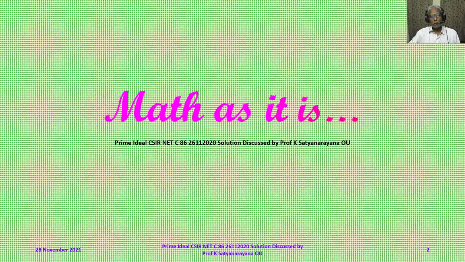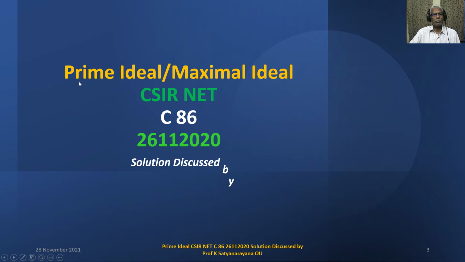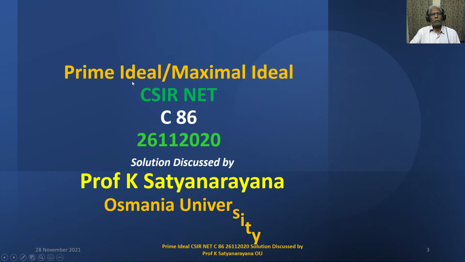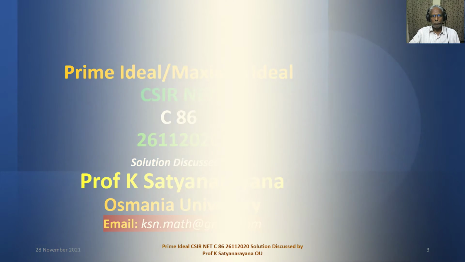We now discuss the solution of a problem from the section Algebra that appeared in CSIR NET exam. The problem is on prime ideals and maximal ideals. This question has appeared in the CSIR National Eligibility Test held on 26th November 2020. It is from Section C and it carries 4.75 marks.